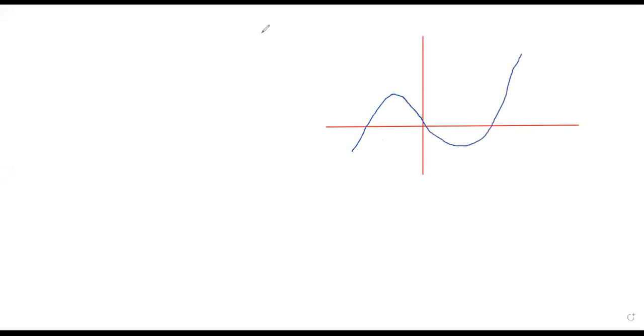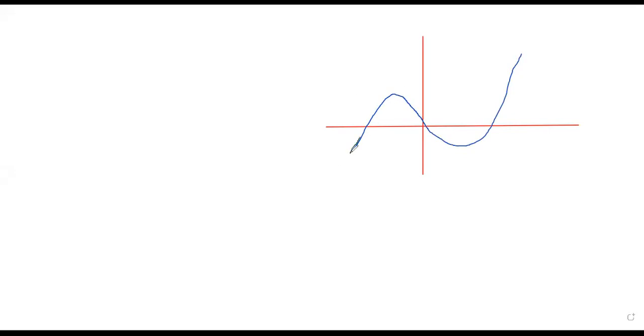Now I'll do this video for showing more explanation about the turning point. Now if I have an XY axis, that's the x-axis, the y-axis, and if we have this curve which is about to be like this, we say that we have a turning point.